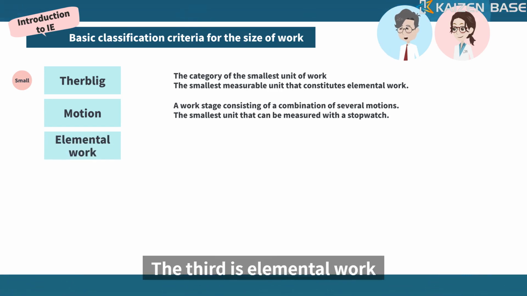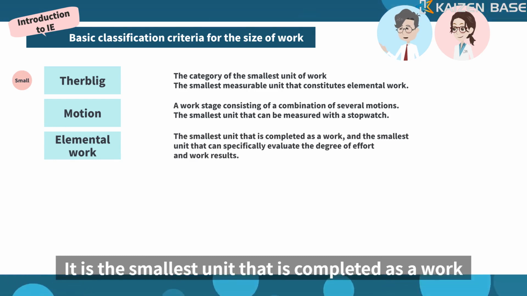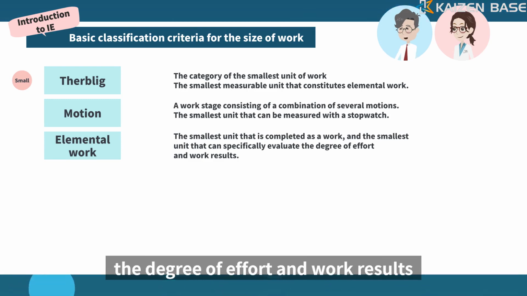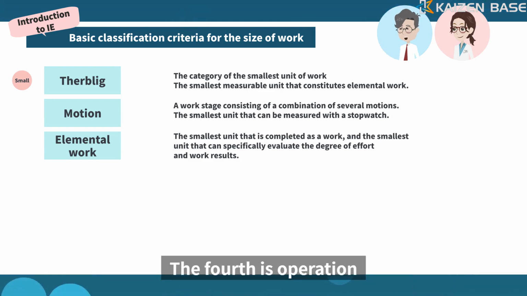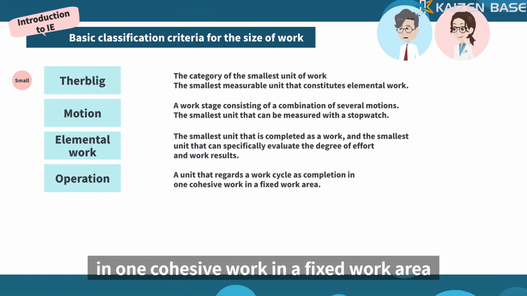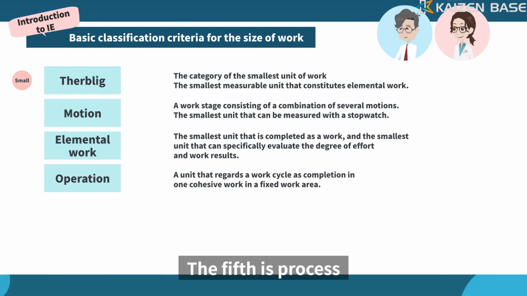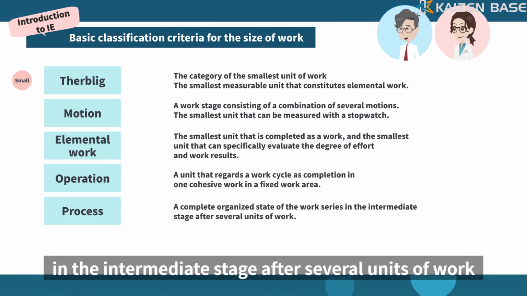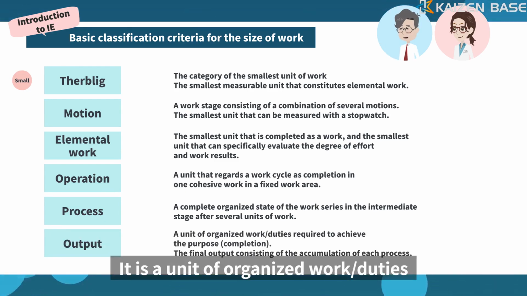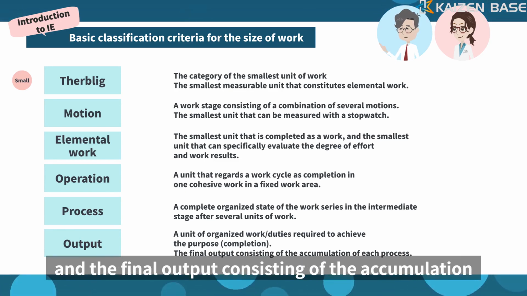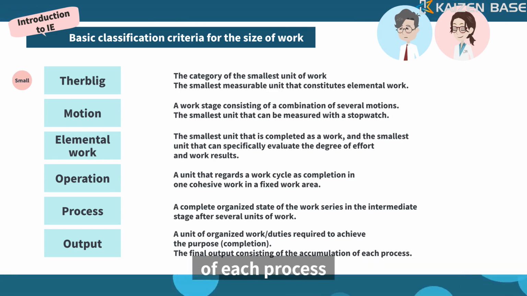The third is elemental work. It is the smallest unit that is completed as a work, and the smallest unit that can specifically evaluate the degree of effort and work results. The fourth is operation. It is a unit that regards a work cycle as completion in one cohesive work in a fixed work area. The fifth is process. It is a complete organized state of the work series in the intermediate stage after several units of work. The sixth is output. It is a unit of organized work duties required to achieve the purpose of completion, and the final output consisting of the accumulation of each process.